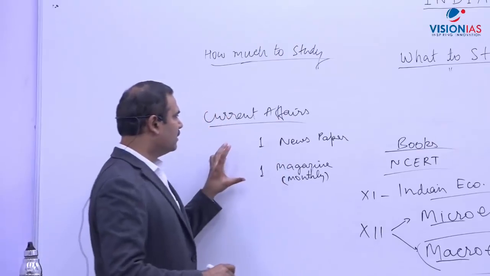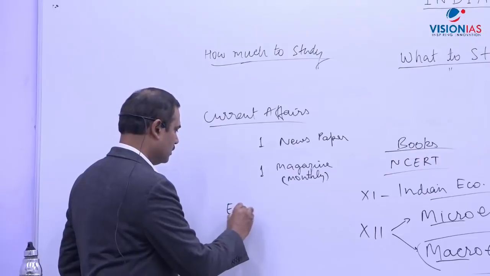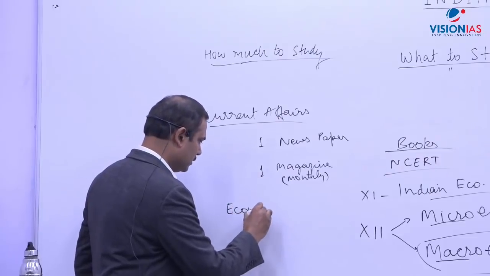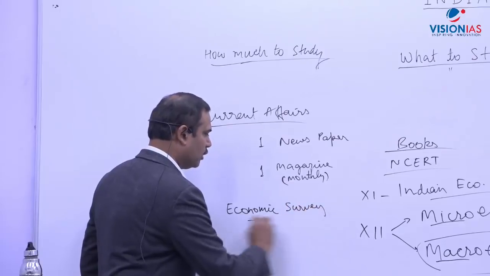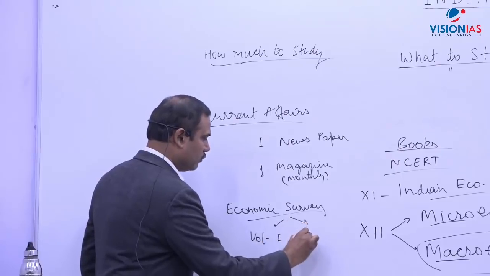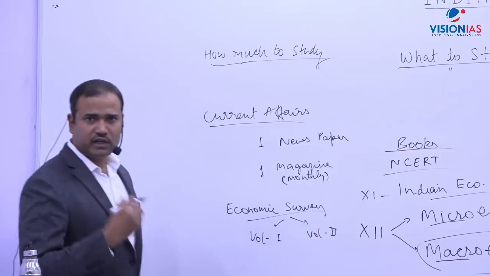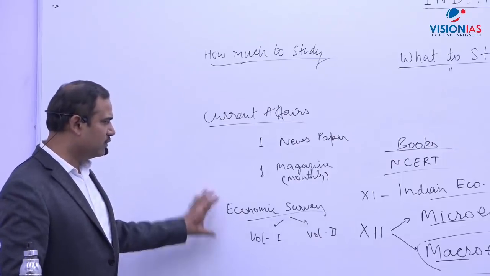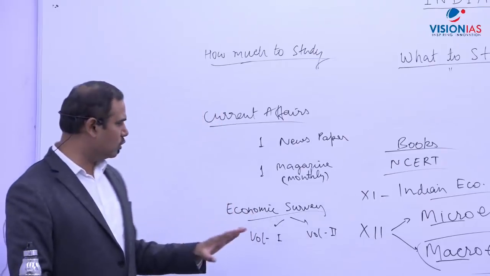Apart from that, related to updation, the Economic Survey is also a very important document. Now there are two volumes, volume 1 and volume 2. This is very bulky and certainly very important for the UPSC exam. The Economic Survey is a very important document. So which is more important, volume 1 or 2?